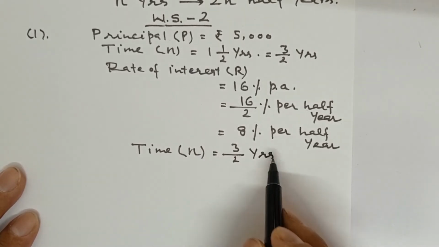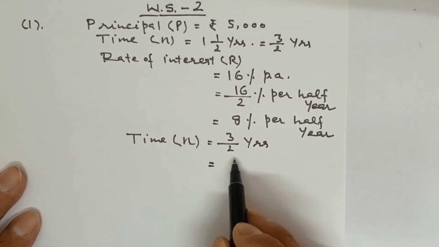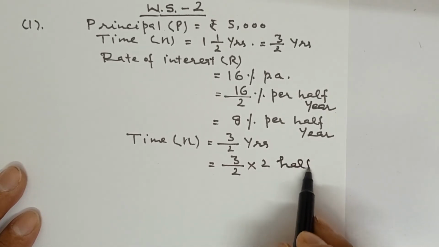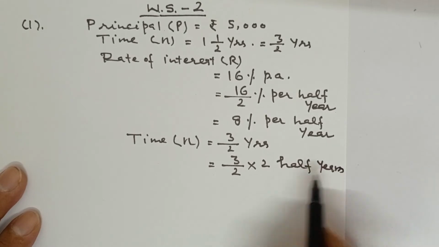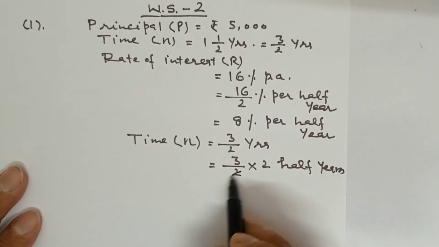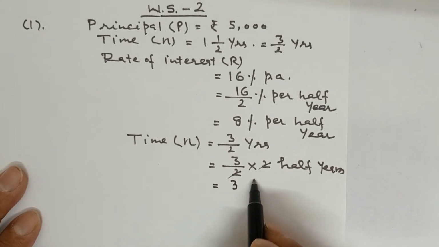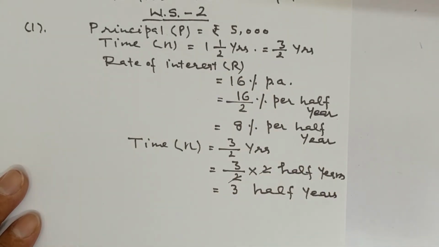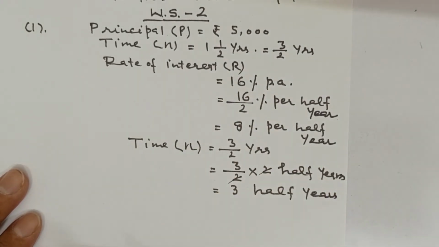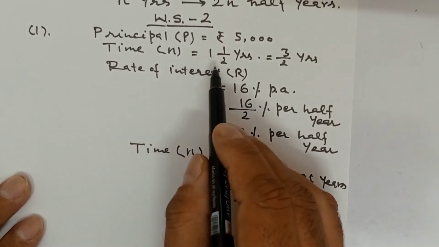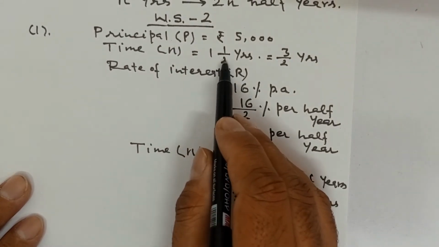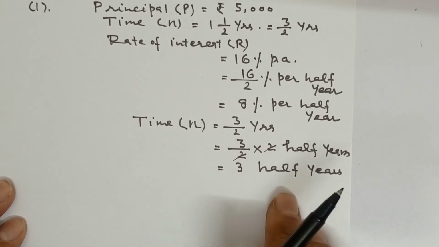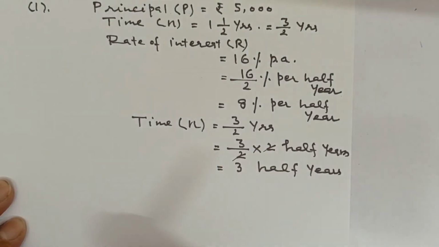So in 3 by 2 years, how many half years will be there? What we need to do is 3 by 2 into 2 half years. So 2 and 2 will be cancelled. 3 half years. And in general also, 1 year has 2 half years because half year means 6 months. तो एक साल में 2 half year होंगे and half year more means 3 half years will be there. So this way you have converted rate and time as per half year.